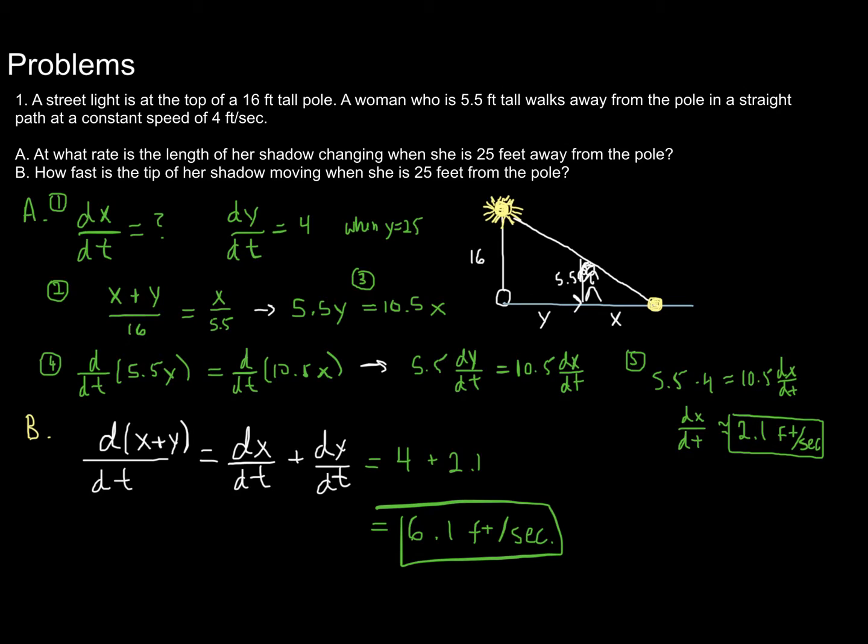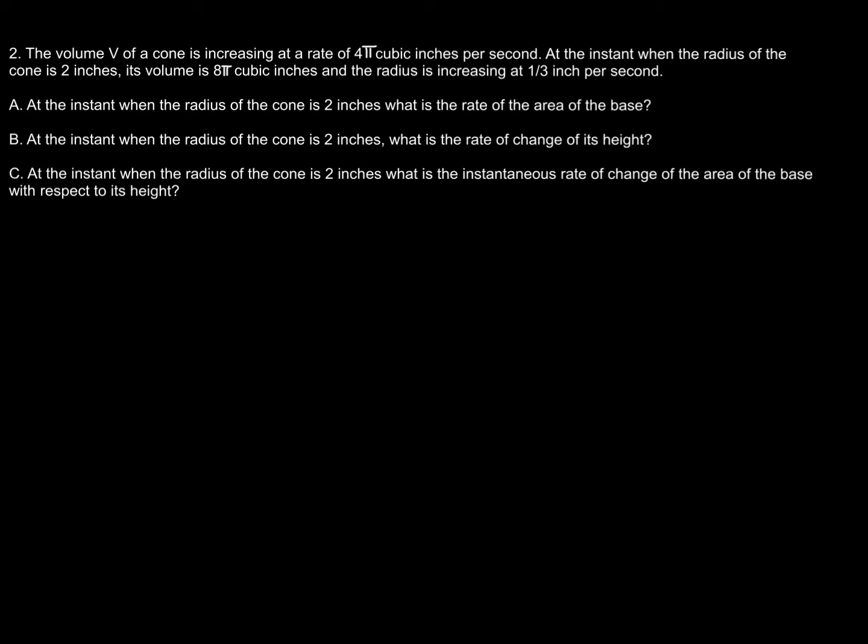All right, let's go ahead and take a look at one more AP style related rates problem. Okay, so here we have a situation. We're told that the volume V of a cone is increasing at a rate of 4 pi cubic inches per second. At the instant when the radius of the cone is 2 inches, its volume is 8 pi cubic inches, and the radius is increasing at 1/3 of an inch per second.